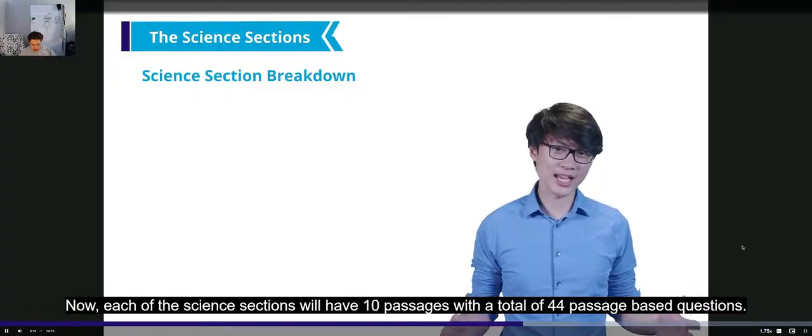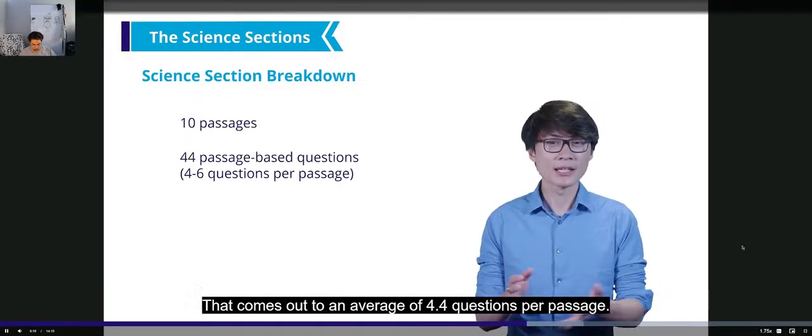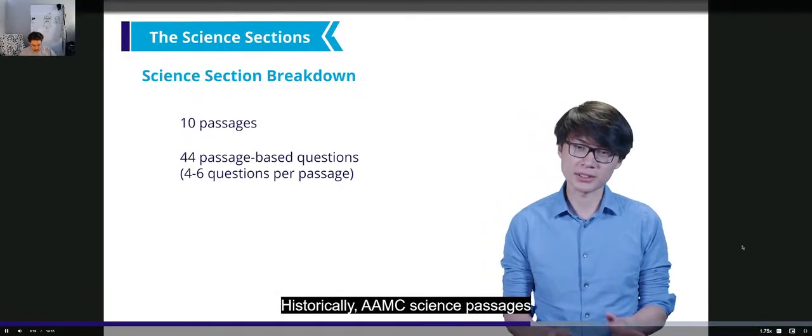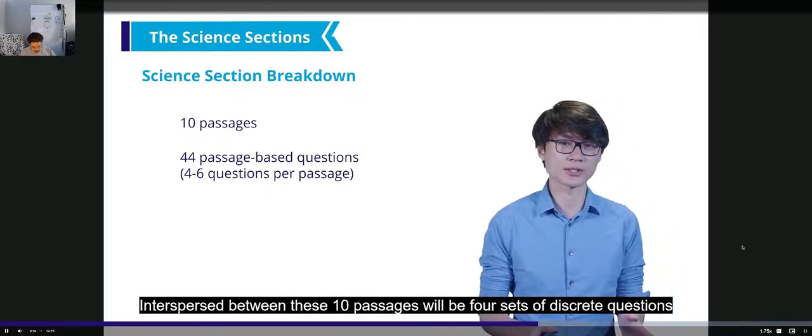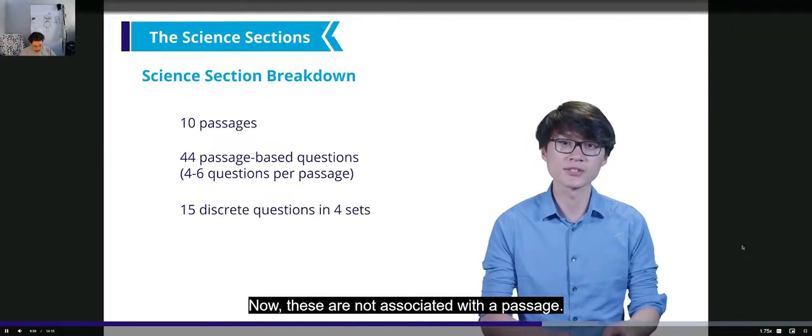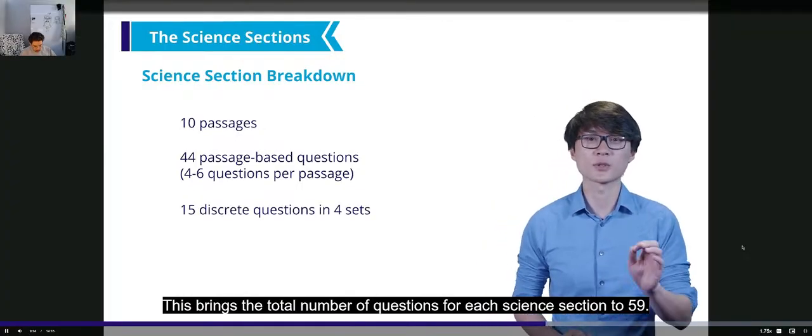Now, each of the science sections will have 10 passages with a total of 44 passage-based questions. That comes out to an average of 4.4 questions per passage. Historically, AAMC science passages can have between 4 to 6 questions. Interspersed between these 10 passages will be 4 sets of discrete questions for a total of 15 discrete or standalone questions. Now, these are not associated with the passage. This brings the total number of questions for each science section to 59.